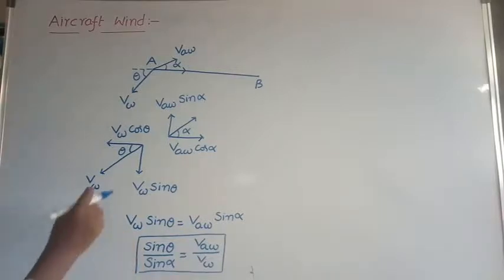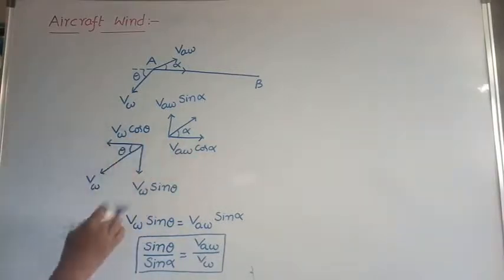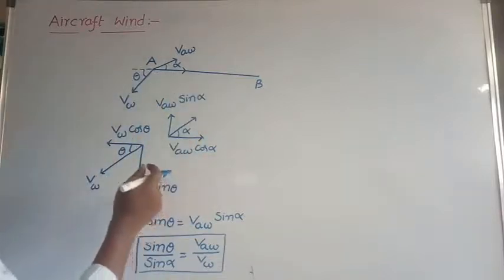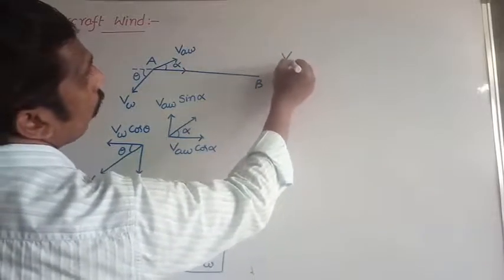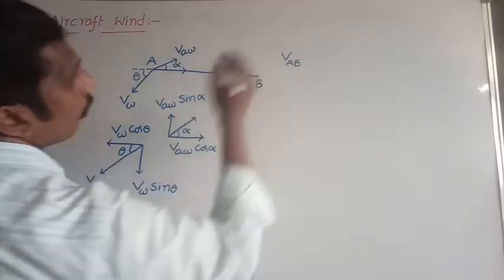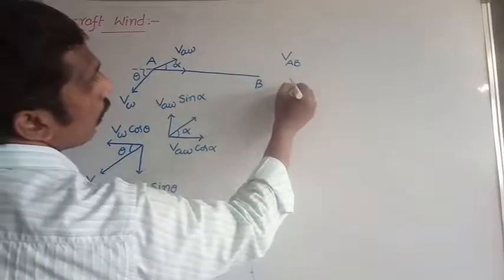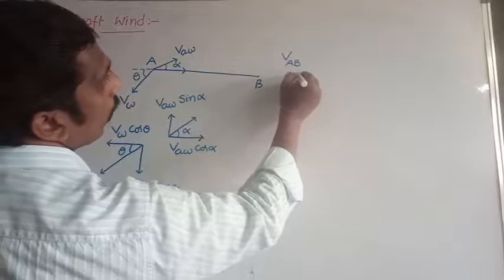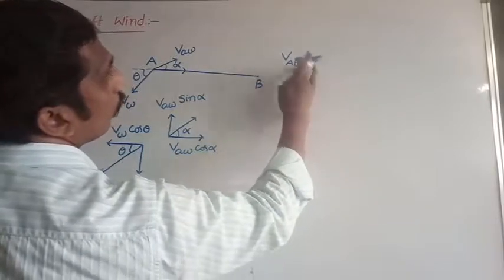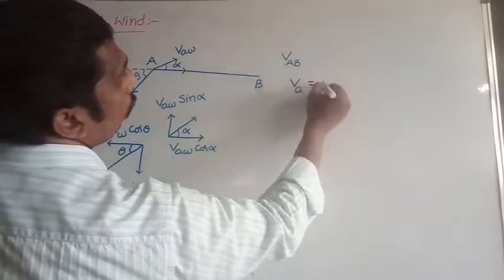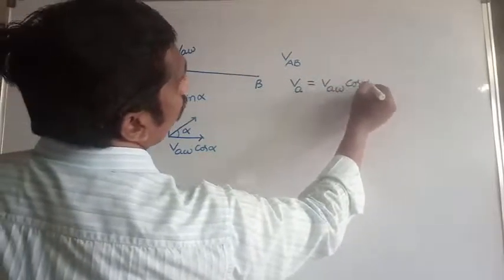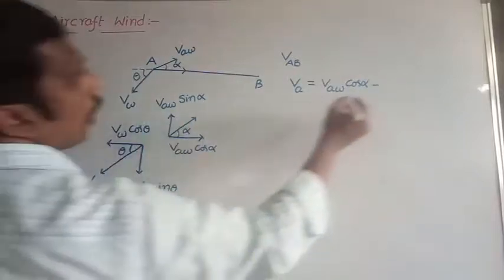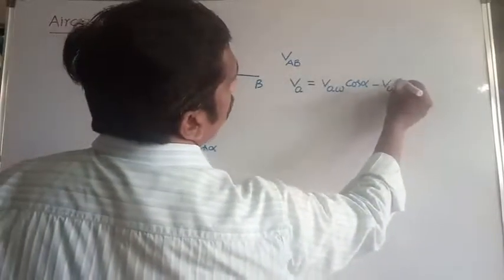Next, here these two velocities are acting in opposite directions. One is along AB, the other one is opposite to AB. So the velocity along the horizontal direction, that is the velocity of the aircraft along AB, is equal to the velocity of the aircraft with respect to wind into cos alpha, minus, in the opposite direction, VW into cos theta.